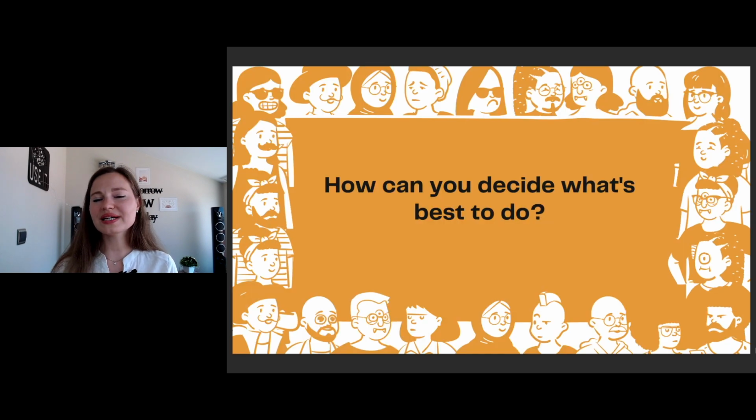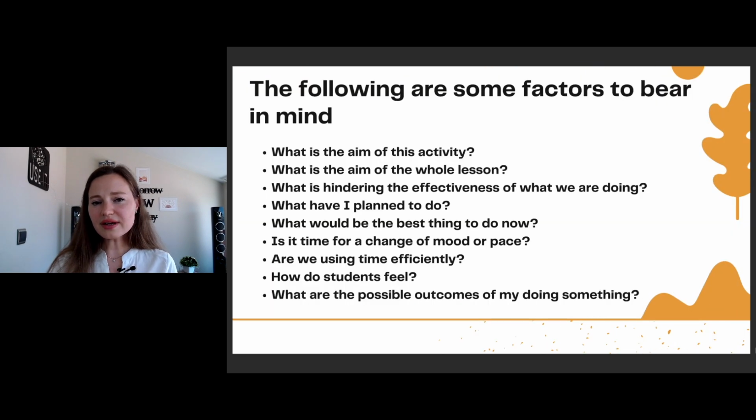How can you decide what best to do, you might ask? There are different factors to bear in mind. Here I have mentioned some of those. So first of all, you need to consider what is the aim of this activity. Then, what is the aim of the whole lesson? You need to consider what is hindering the effectiveness of what we are doing. And what have I planned to do initially? What would be the best thing to do right now? Is it the time for a change of mood or probably pace? Because not all the time what we have planned works very well in a real classroom.